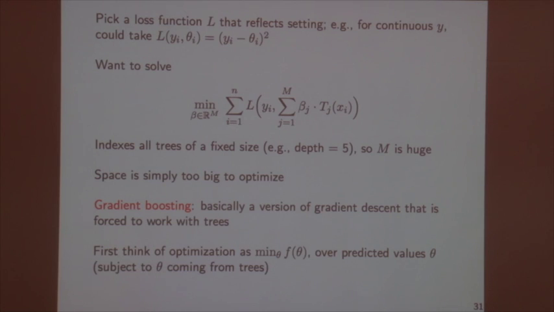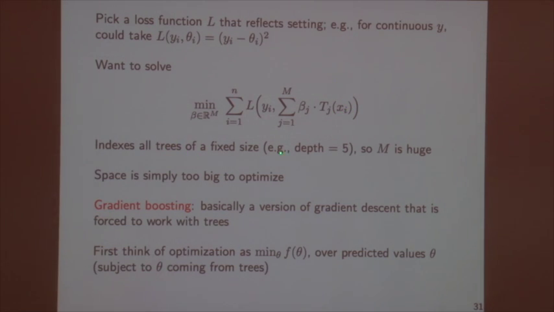So what we're going to do is pick a loss function L that reflects our setting. For instance, for a continuous response y, you can take the loss function to be a quadratic loss. And here I'm assuming for simplicity that y is a scalar and not a vector, but you can extend it easily to the vector case. And you want to solve this minimization problem. You want to minimize over these coefficients beta the sum of the loss of predicting yi by means of this weighted combination of trees.